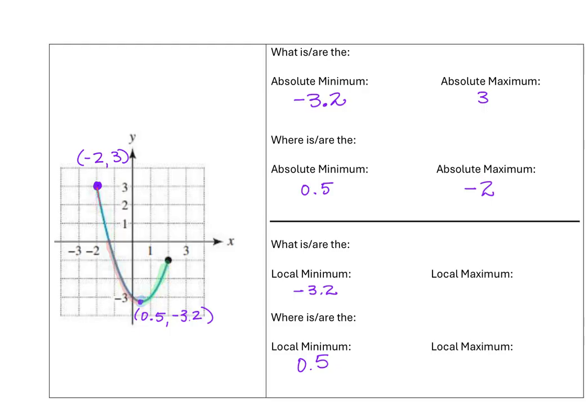We do not have any local maximums. And remember that the reason that either of these two endpoints do not qualify as local maximums is because we don't have increasing and decreasing on either side. And so this is going to be not applicable, or none. The only point that we have increasing on one side and decreasing on the other is that local minimum.